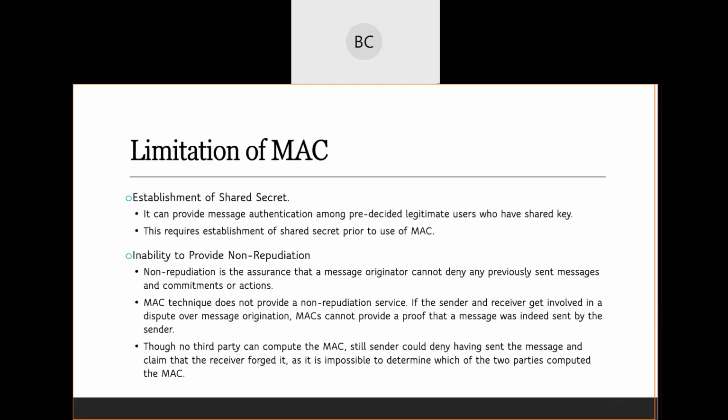Because remember, for encryption we have another term we need to satisfy, which is non-repudiation, where both sender and receiver cannot deny that they have sent or received the messages. MAC only provides authentication. It can only tell you that the sender has sent a message. But again, in the end, the sender might say, no, I haven't sent a message. So the MAC technique does not provide non-repudiation because it cannot provide any proof.